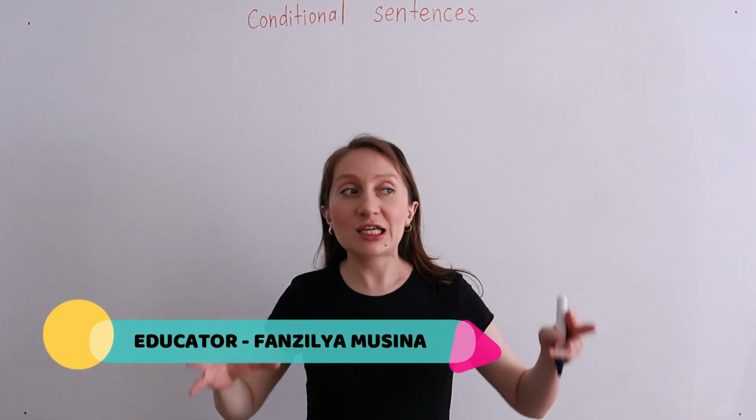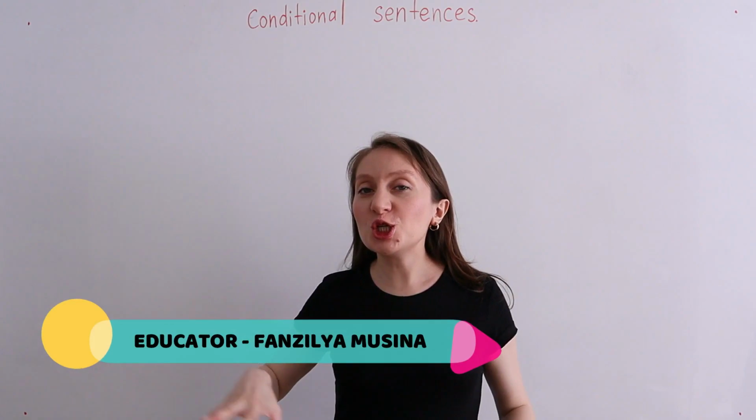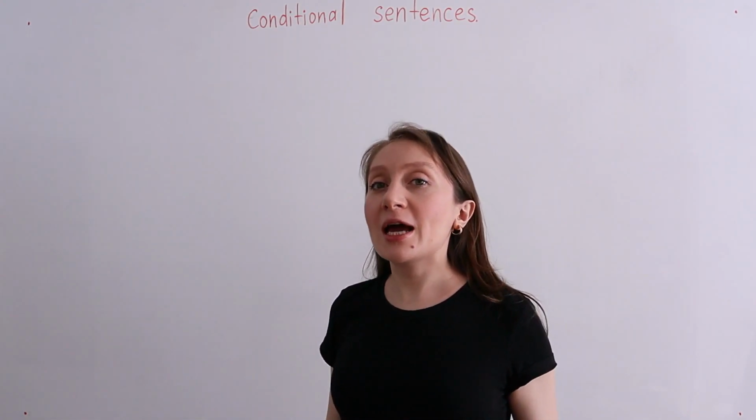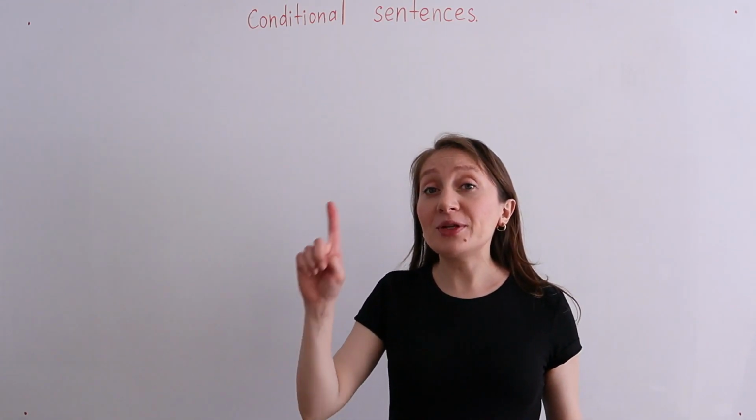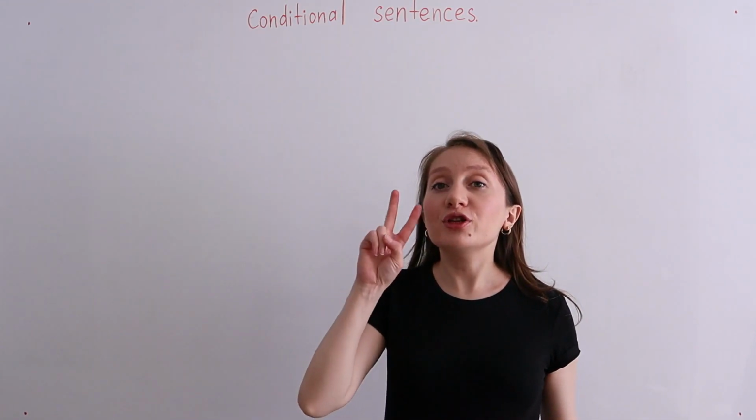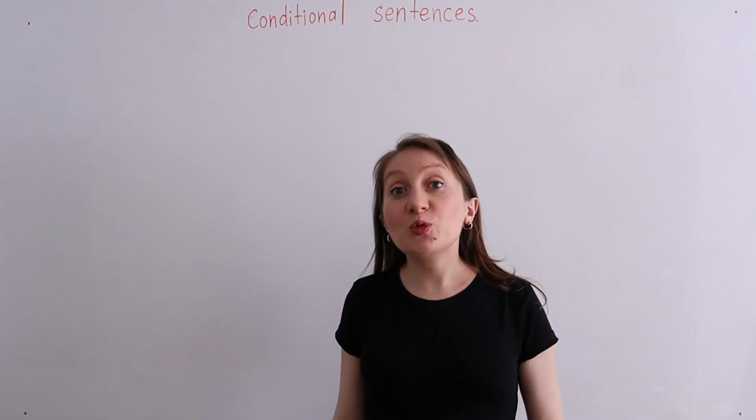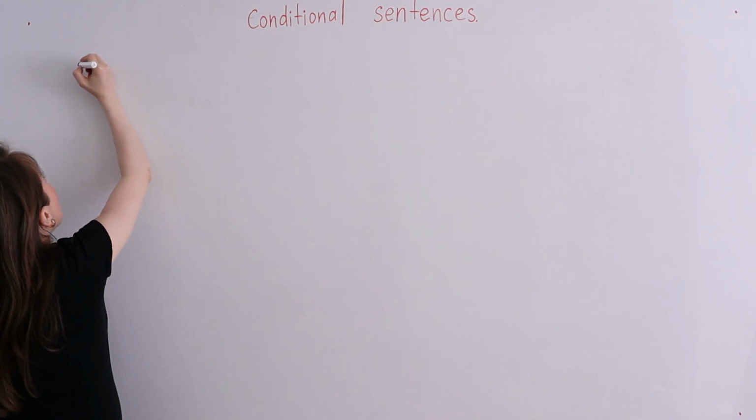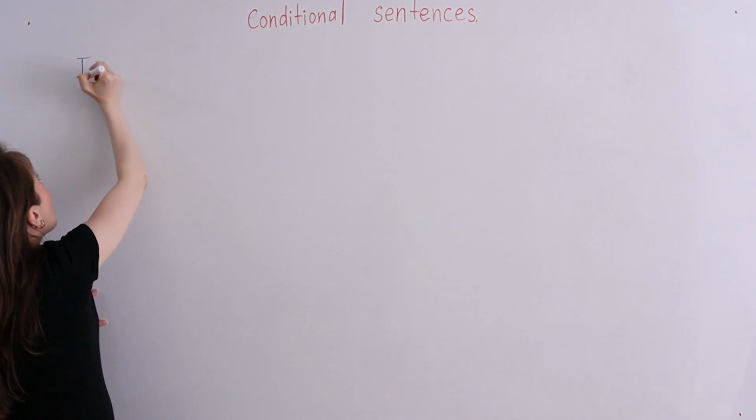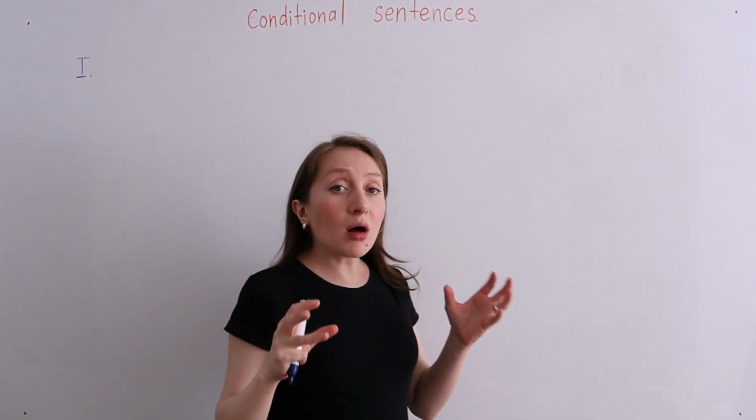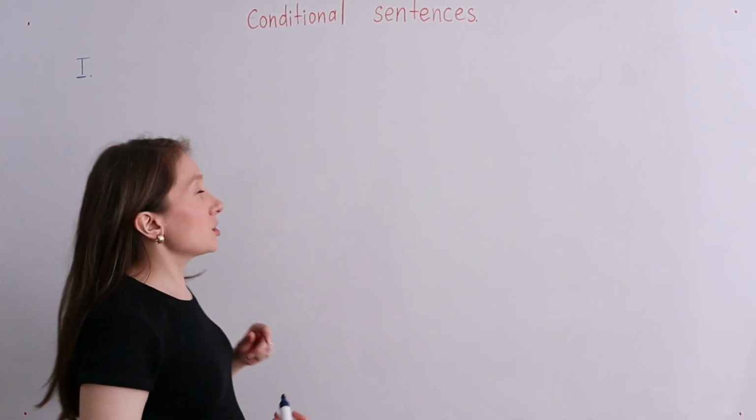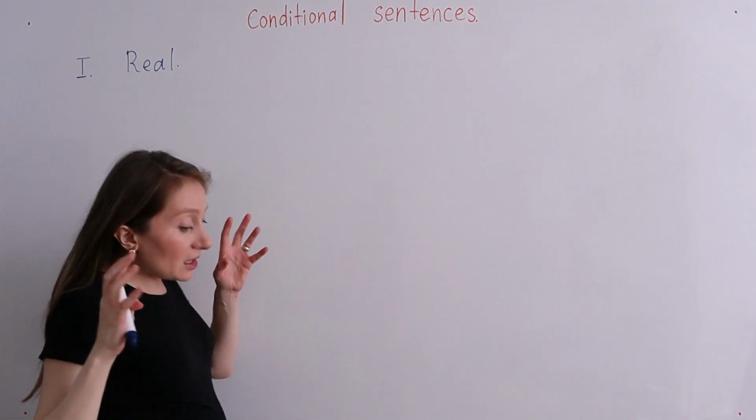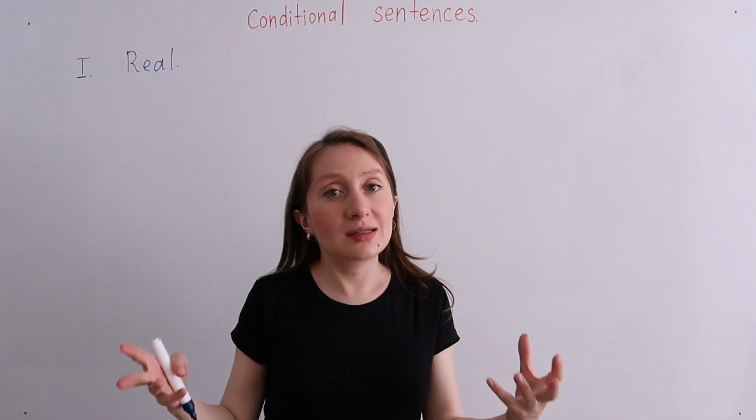Condition means you have some sort of condition inside of a sentence. We will talk about two types of conditional sentences: type number 1 and type number 2. Let's start with type number 1, or the first type. In other words, we call them real conditional sentences. Real, you understand that it can happen in real time.